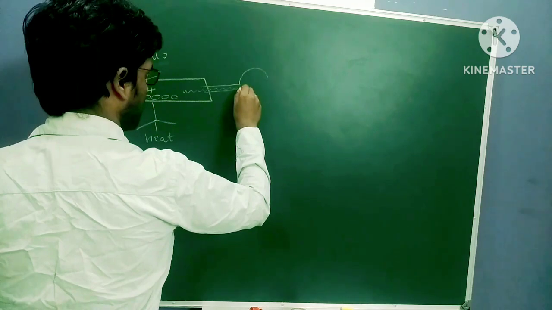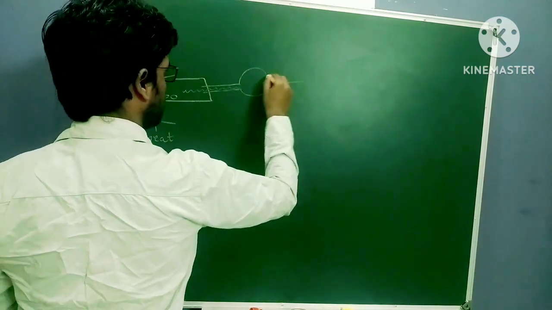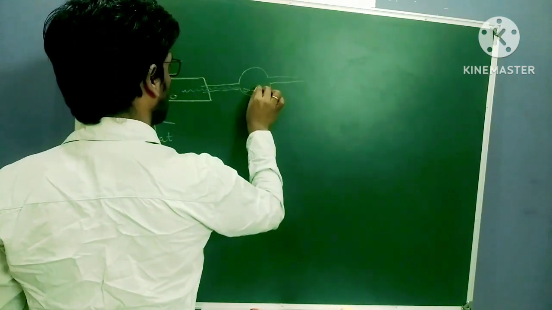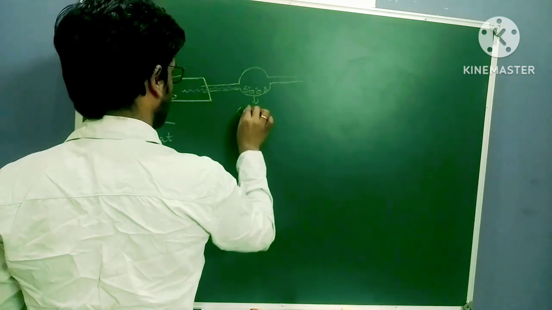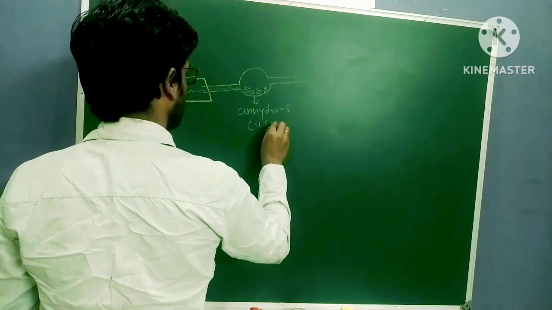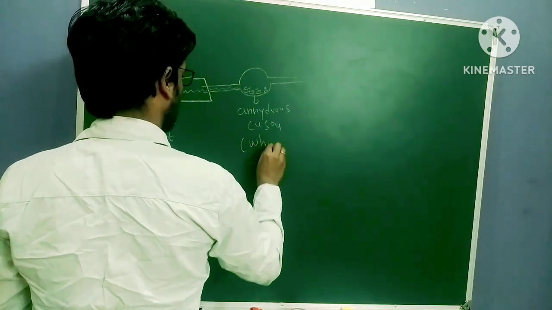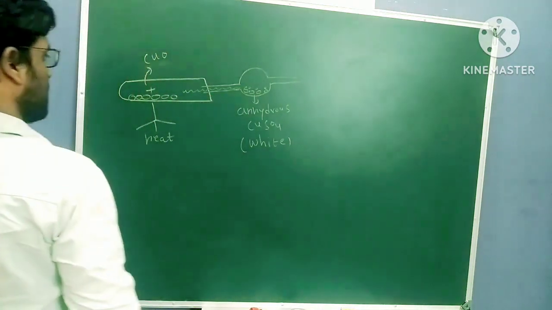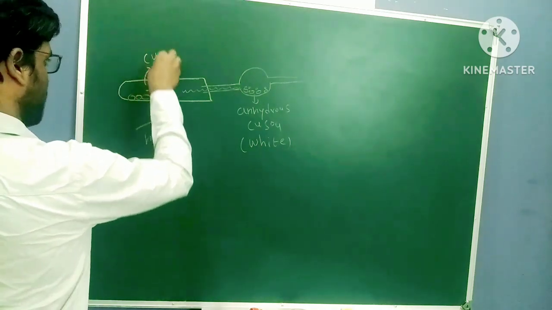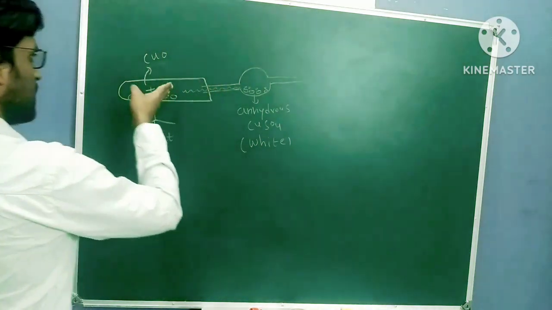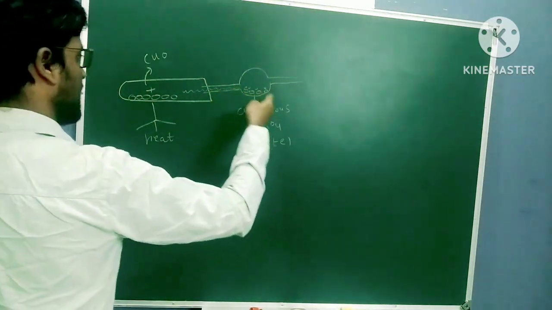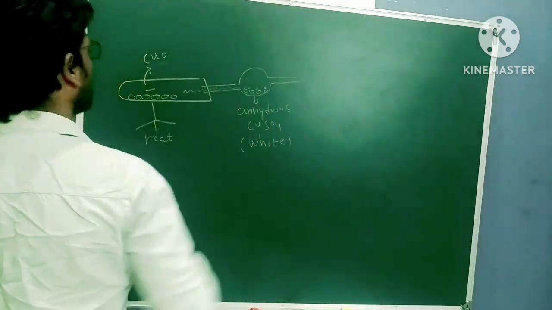Here one bulb is there. In this bulb, I have anhydrous copper sulfate, which is in white color. Okay, listen carefully, which is in white color. First of all, what happened? I am heating this organic compound with the copper oxide. Vapor will release. Now this vapor is passing through this bulb. In this bulb, we have this anhydrous copper sulfate, which is in white color.